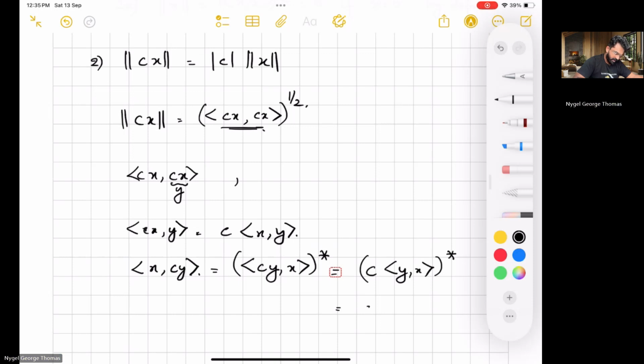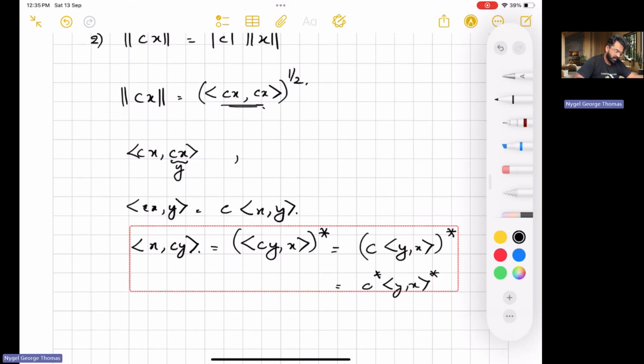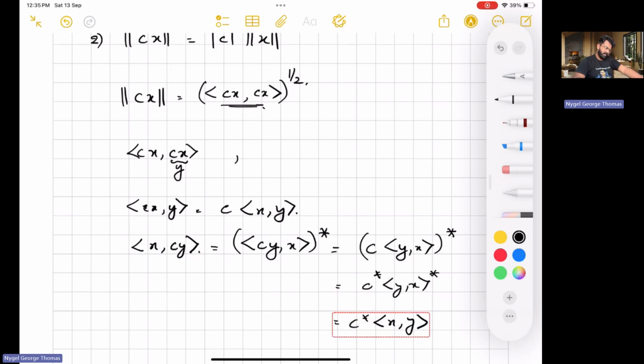Now this is c into c conjugate into y comma x, the whole conjugate, right? So this is c star xy, because xy conjugate is the same as xy the whole conjugate, as yx whole conjugate is the same as xy. So if you have a scalar in the second vector, its corresponding output is c star xy.